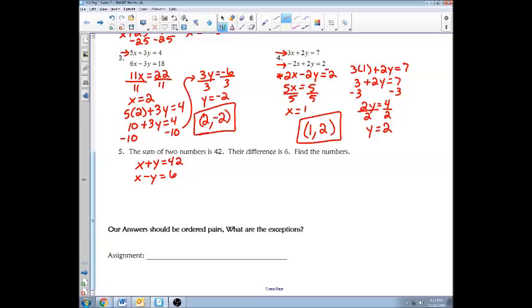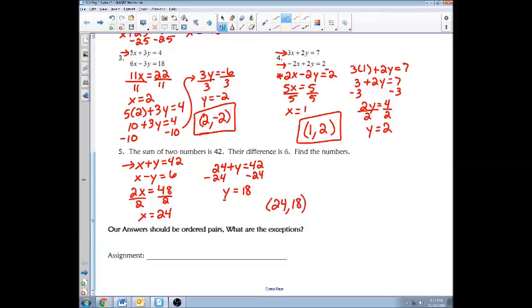I have a positive 1y, a negative 1y, so I have opposites. That means I can go ahead and just add the two lines together. So 2x would equal 42 plus 6 is 48. Divide by 2 on both sides. x would equal 24. Now that I know what x equals, I would go back and use the x plus y because my y would be positive. So it would be 24 plus y equals 42. Subtract 24 from both sides. y would equal 18. And we are done. So my ordered pair then would be 24, 18.